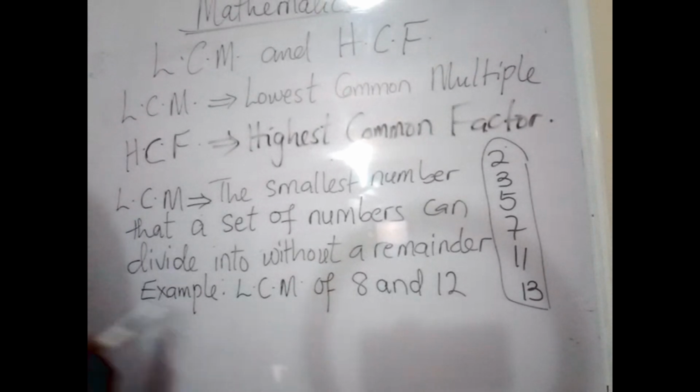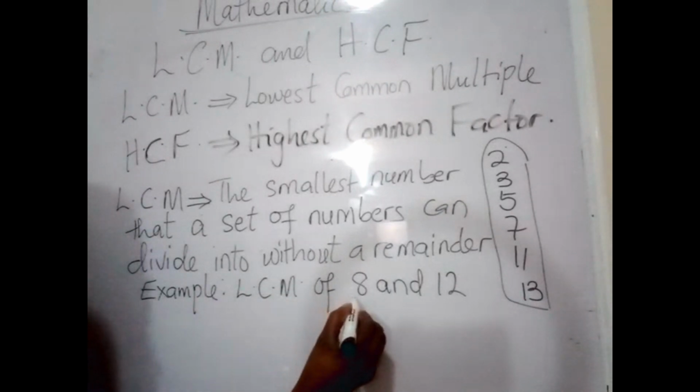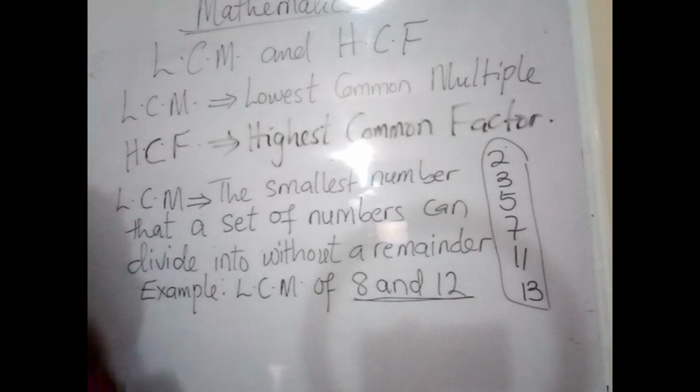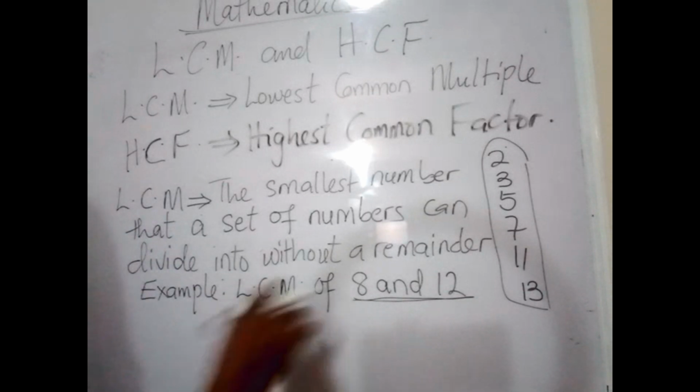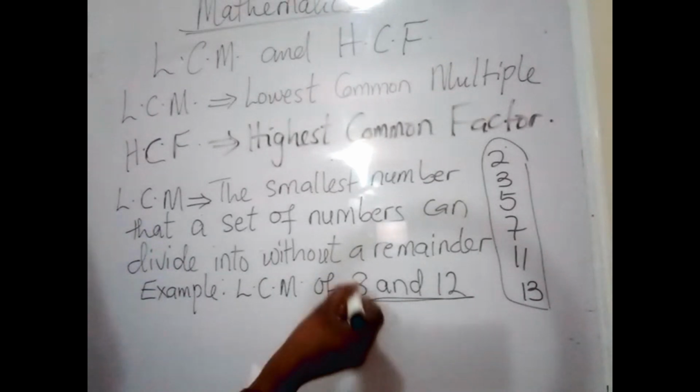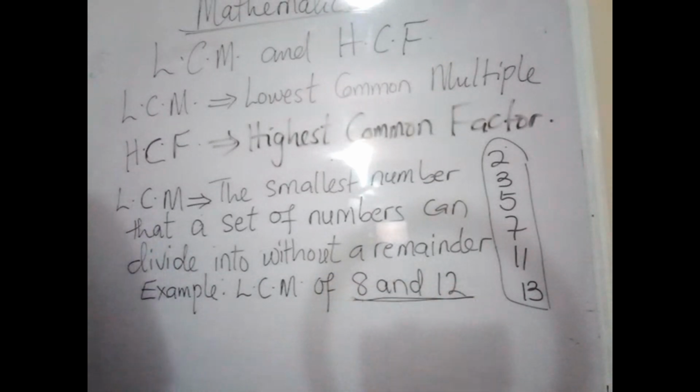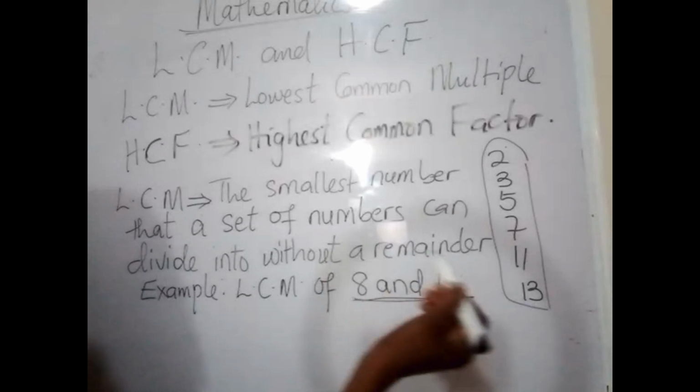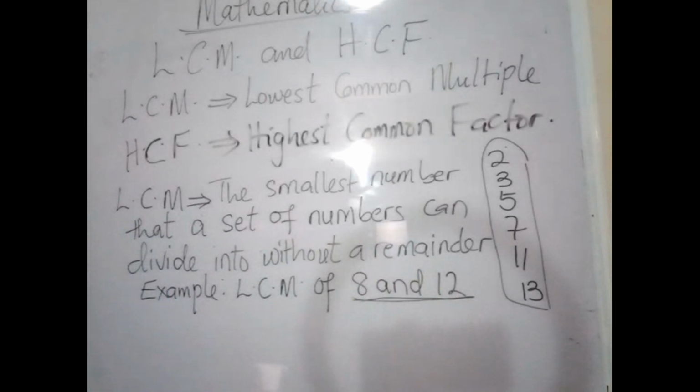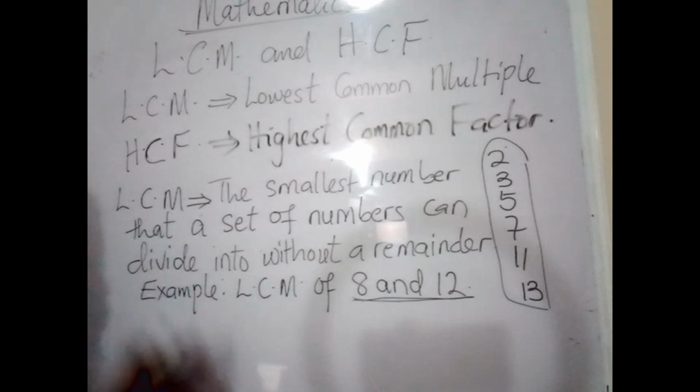We're going to look at some examples. The first one here would be the LCM of 8 and 12. So in this case, the set of numbers is 8 and 12. We're going to see the smallest number that these two numbers, 8 and 12, can divide into without leaving a remainder. So let's see how we go about that. Remember, I shared about prime numbers with us, so you're going to see where it comes in here.